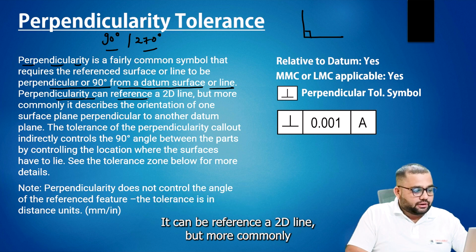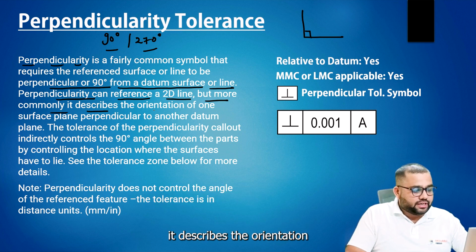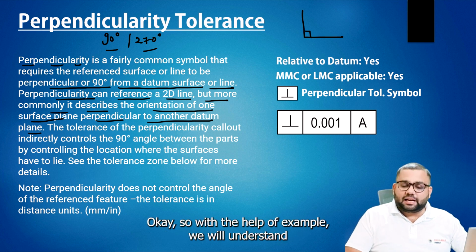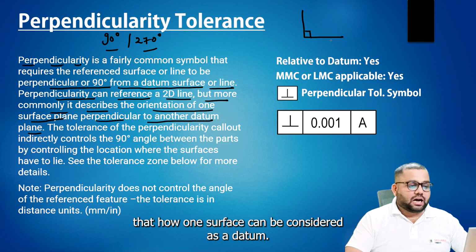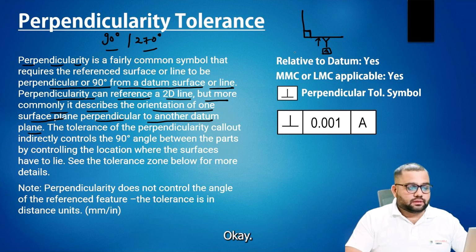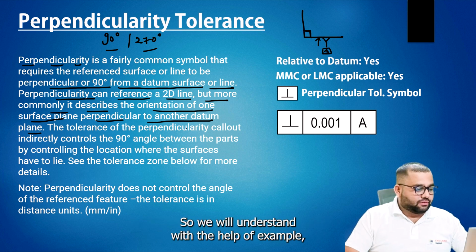Perpendicularity can reference a 2D line, but more commonly it describes the orientation of one surface plane perpendicular to another datum plane. With the help of an example, we will understand how one surface can be considered a datum, and the other surface, with reference to this surface, can be perpendicular.